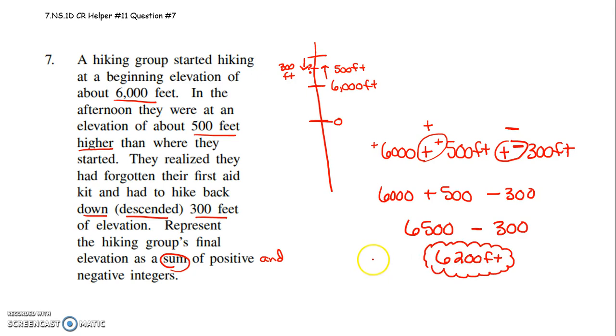All right, I hope that helps. This right here is the expression your teachers want you to come up with, but I'm guessing they also want you to figure it out because they want the final elevation as a sum of positive and negative integers. I don't know, sum is the answer to an addition question. So I'm guessing they want you to actually simplify that expression to get you to a final answer. All right, I hope that helps.